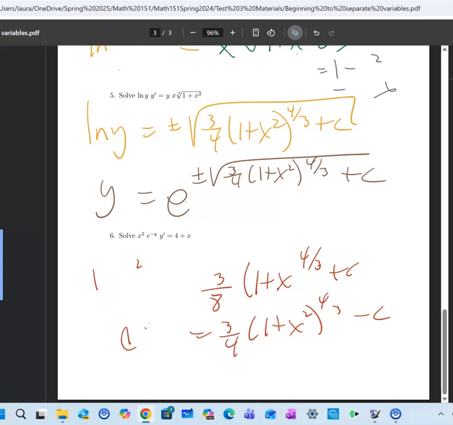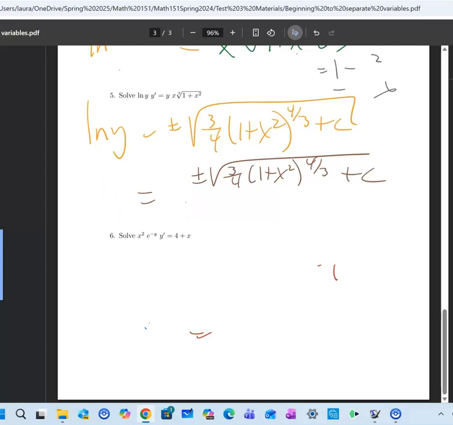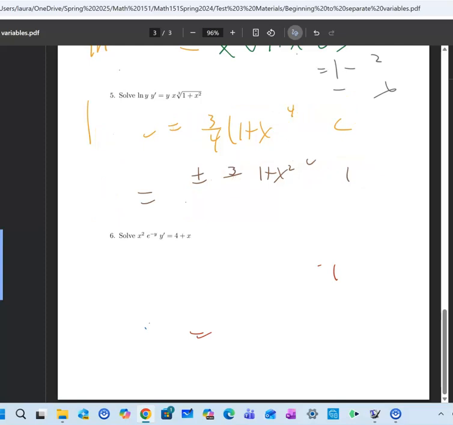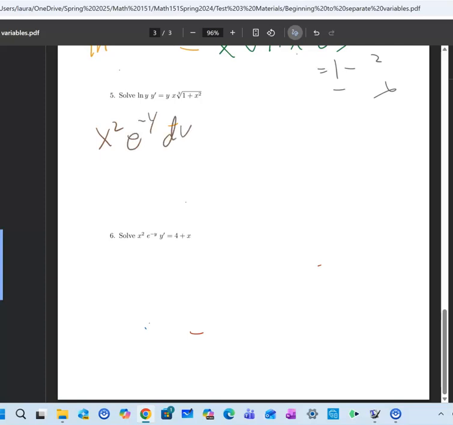So again, start with rewriting the y prime as dy over dx. And I just put spaces between these things so you could make sure you see what we have here. So y prime is dy over dx. Okay, so x squared e to the negative y dy over dx equals 4 plus x.